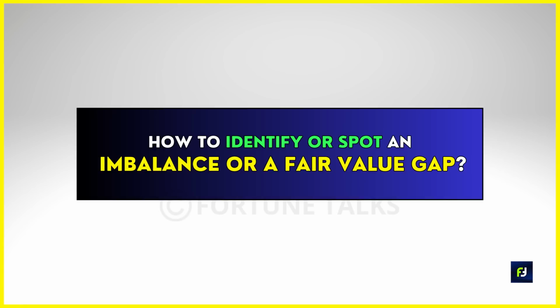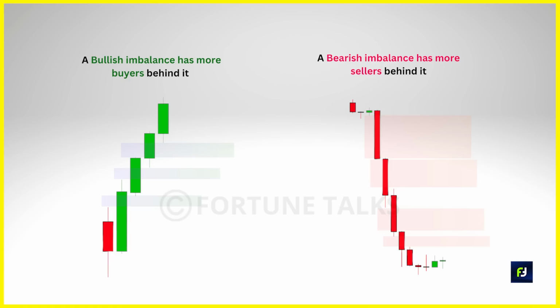How to identify or spot an imbalance or a fair value gap within a particular displacement move. To be absolutely clear, an imbalance can be defined as an imbalance between buyers and sellers. So a bullish imbalance has more buyers behind it, and obviously a bearish imbalance has more sellers behind it. So when you see an impulsive move to the upside or downside in the market with no wicks overlapping full-bodied candles, this is where imbalances in the market are formed. These can happen on all time frames.